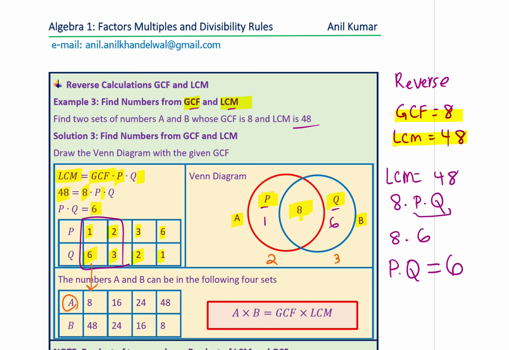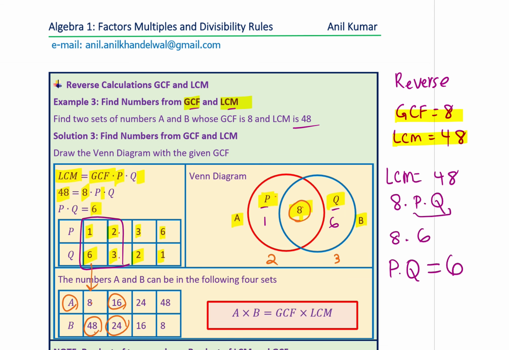Well, A will be 8. You have to multiply with the common factor 8, right? To get all these numbers. Since the greatest common factor is 8, to this combination, we can multiply by 8 to get our numbers. So A could be 8 and then B will be 48. Multiplying 2 and 3 by 8 gives us 16 and 24.